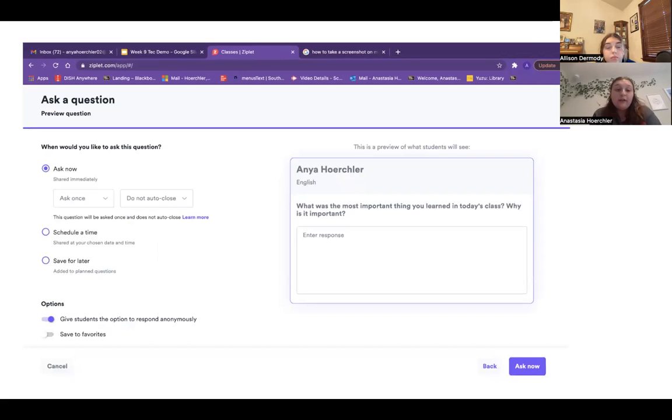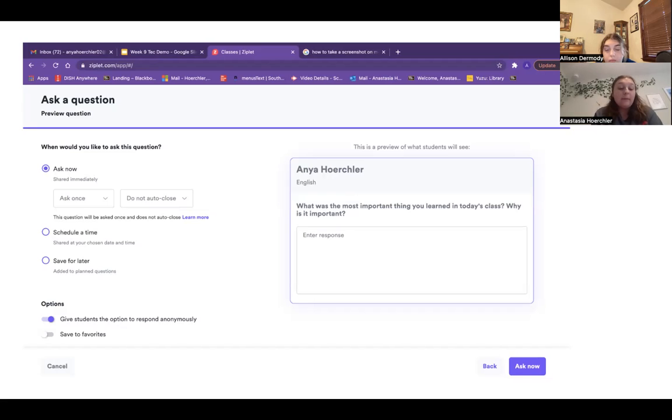After you click next, you're going to get this screen, and it's going to have ask now, or you could schedule a time. This would be nice because she could set it for like 10 minutes before class ends, and then it would go off at that time. She doesn't have to worry about setting it at that time, and she can focus on teaching the lesson. Or she could also save it for later.